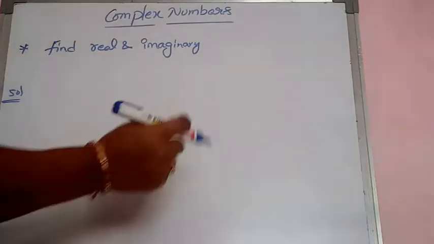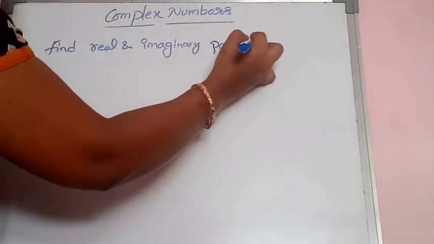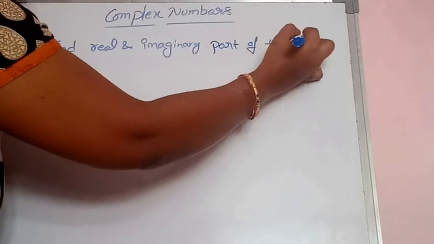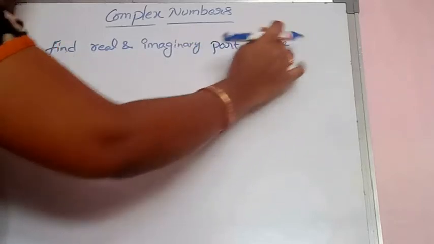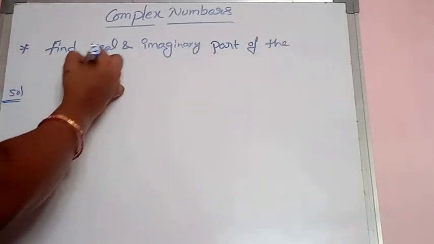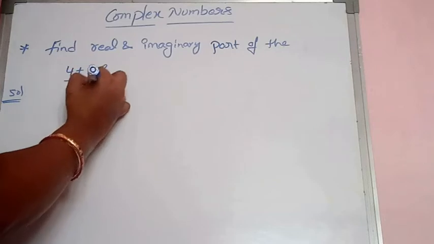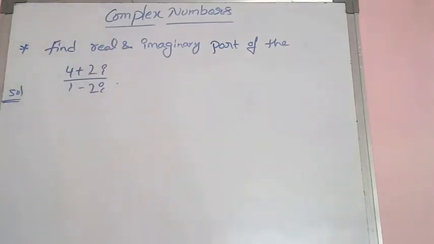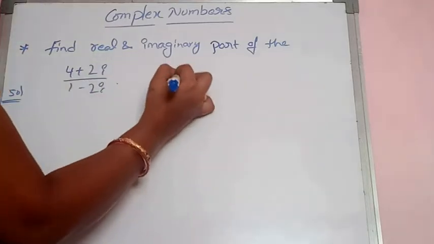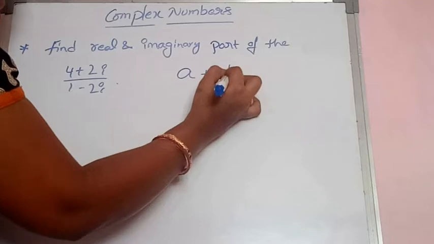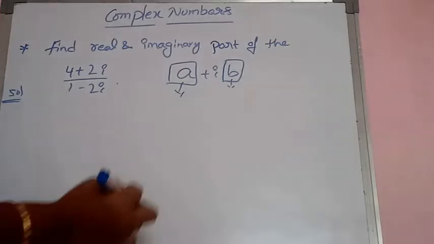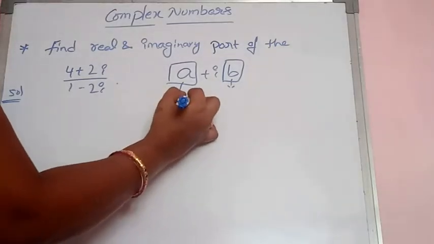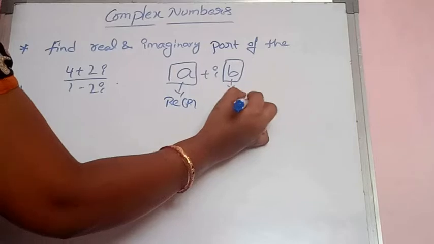Problem. Find the real and imaginary part of the value (4 plus 2i) by (1 minus 2i). This is another problem. Here we have to find the real and imaginary part. So we have to write the complex number in the form a plus ib, where a is the real part and b is the imaginary part.